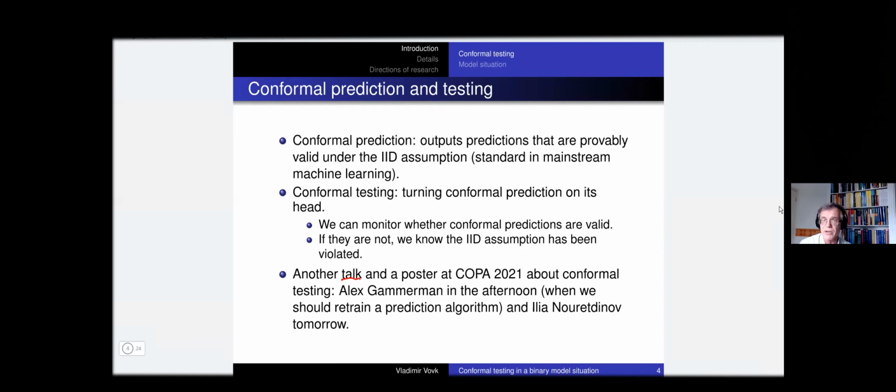Okay, so the idea of conformal testing. So conformal prediction, as many people mentioned earlier today, outputs predictions that are provably valid, but they are valid only under the IID assumption. So in conformal testing, we just turn this idea on its head. Suppose our predictions are not valid when we are using conformal prediction. It means the IID assumption is wrong. So it's a way of testing the IID assumption. So how can we do it?